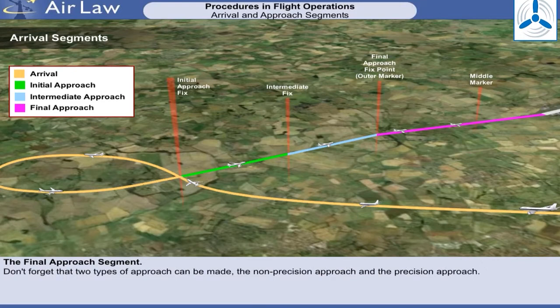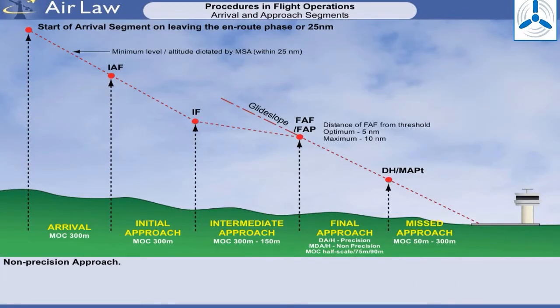Don't forget that two types of approach can be made: the non-precision approach and the precision approach. The non-precision approach with final approach fix has a segment that begins at a facility or fix, the FAF, and ends at the missed approach point, MAPT. The FAF is positioned on the final approach track at a distance that permits configuration and descent from the intermediate height to the MDA or H for a straight-in landing or circling.